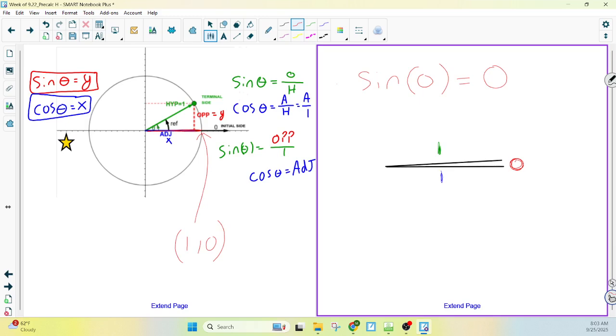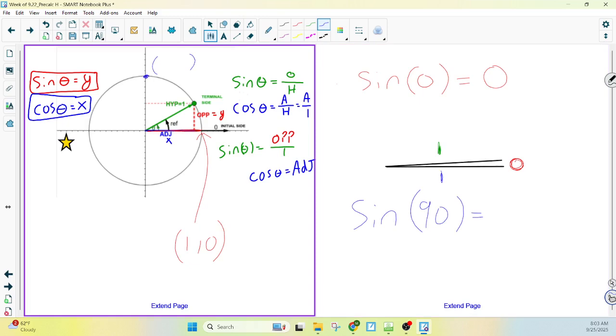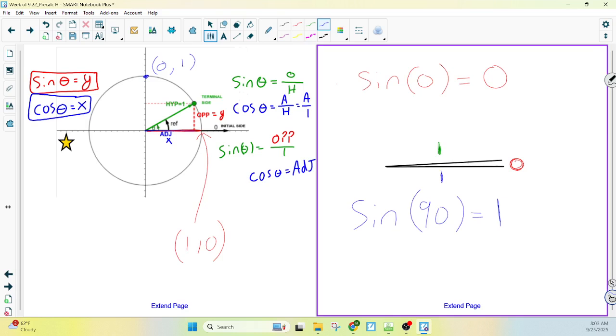So it's a smashed closed triangle. So if sine of 0 is 0, what is sine of 90? Again, I can't draw a triangle for that. But it's up here, right? So what does our definition tell us? This is 0 comma 1. So what's sine of 90? Yeah, it is. Sine of 90 is 1. So that's where we're kind of going with this.